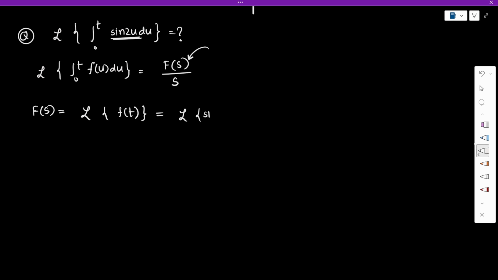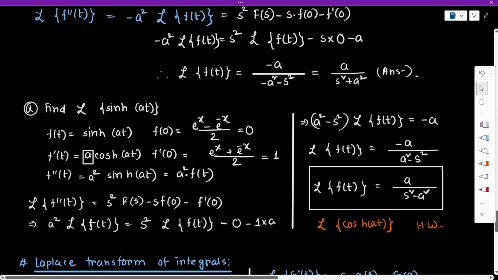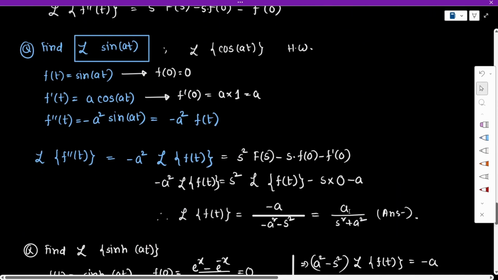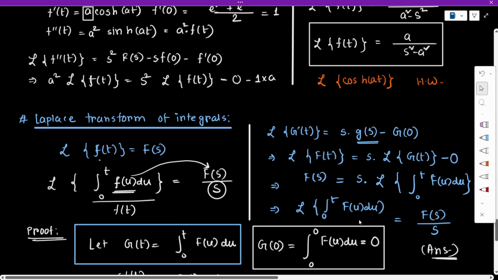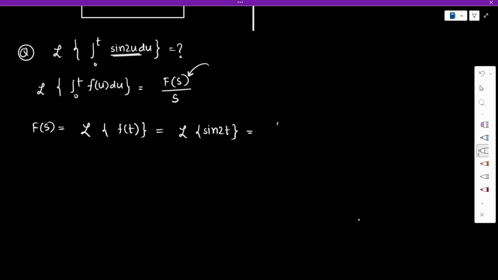F of t is going to be sine of 2t. We already know that the Laplace transform of sine at is a divided by s square plus a square. So the value of a is 2, so it's going to be 2 over s square plus 4. So F of s is this, and if we plug in the value of F of s right here, we can say that the Laplace transform of this integral is this, and that's our answer.